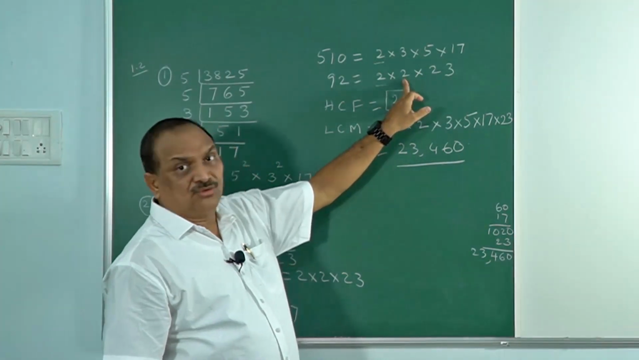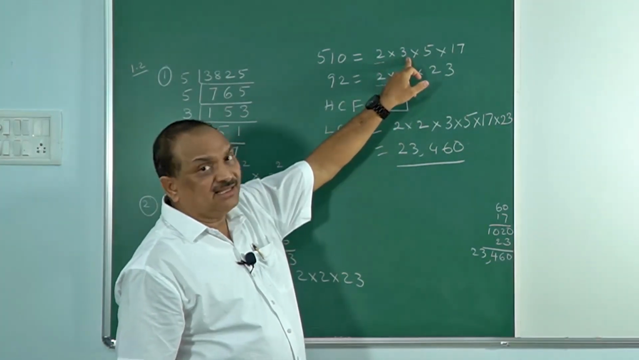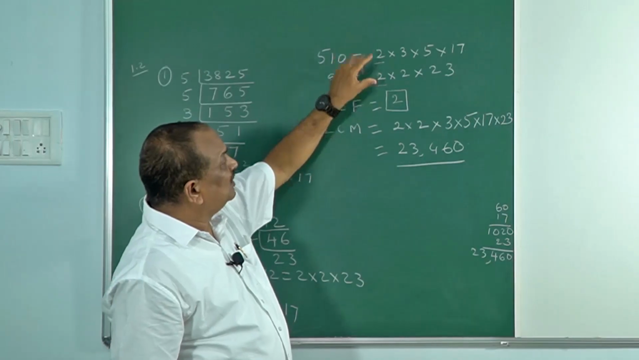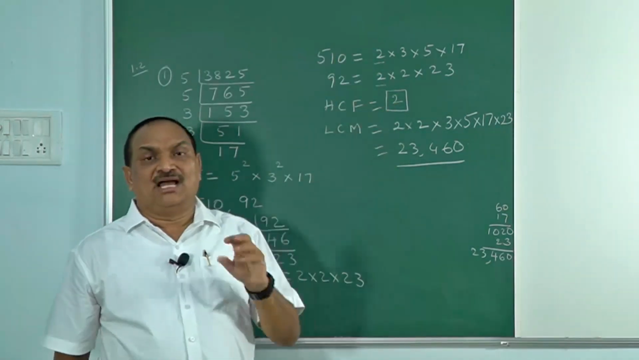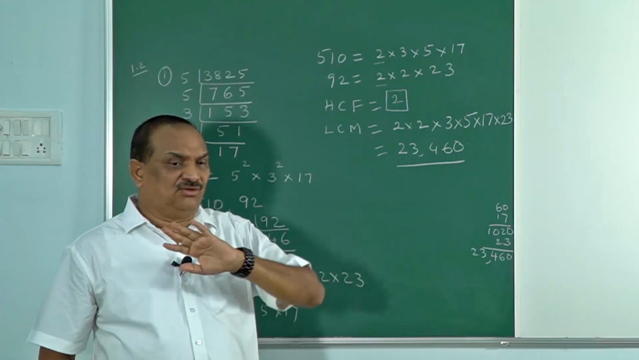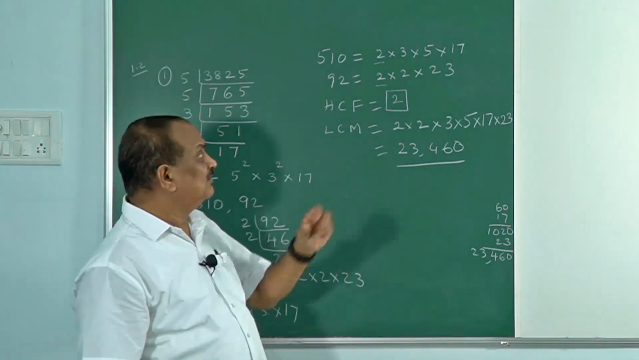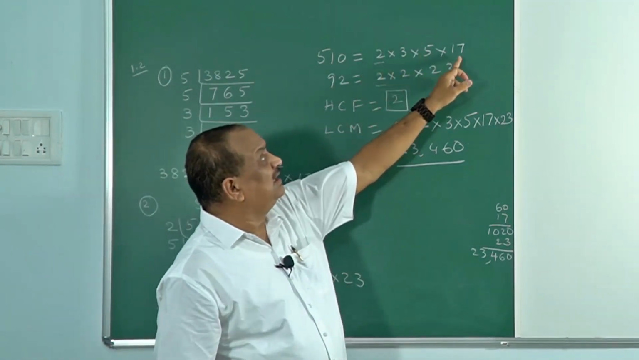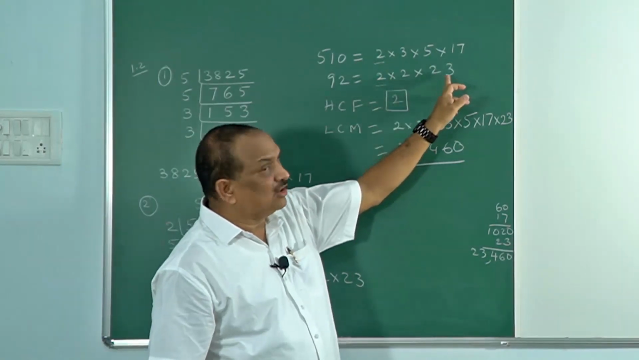I have another 2, but this 2 is not found there, another 2. Only 1, 2 is common. So I just have written HCF is 2. Highest common factor. Done. Come to LCM. You should be able to find all and all these also.